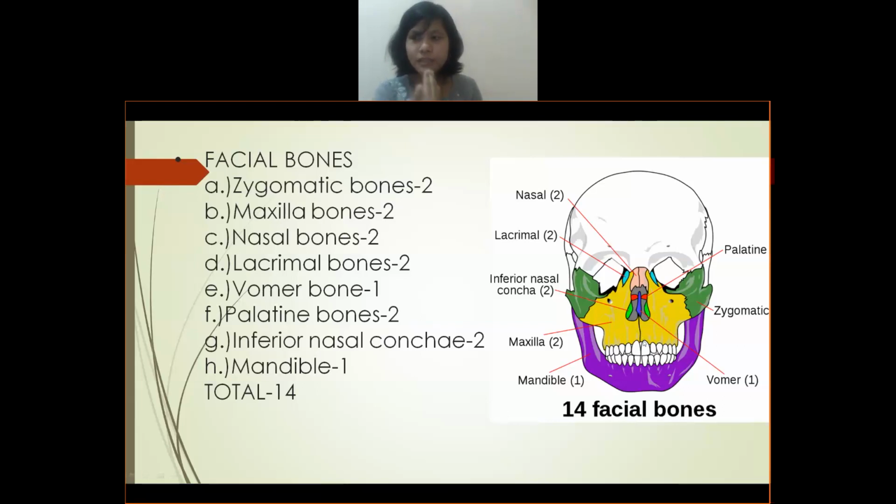So how many maxillary bones you have? Two. One, two. This line is the division part, where it divides. So maxilla bones you have one, two.